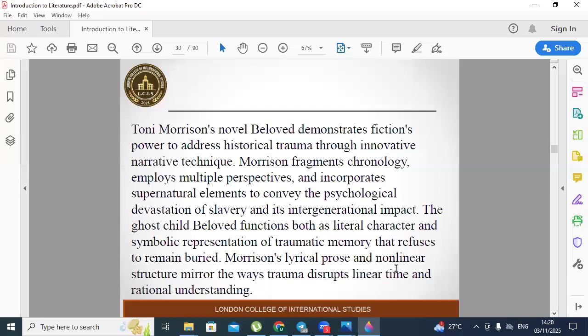You can try to forget trauma, but it returns. You can try to repress painful history, but it haunts you. Morrison's lyrical prose, with its poetic imagery, contrasts with the brutal content she describes. This tension between beautiful language and horrific subject matter creates a complex emotional experience for readers. The novel demonstrates that literature can address even the most painful historical subjects while maintaining artistic integrity.